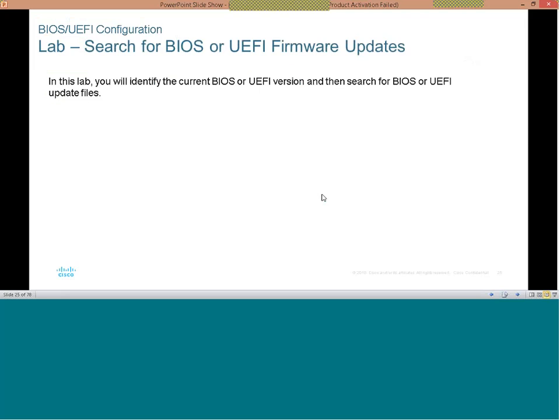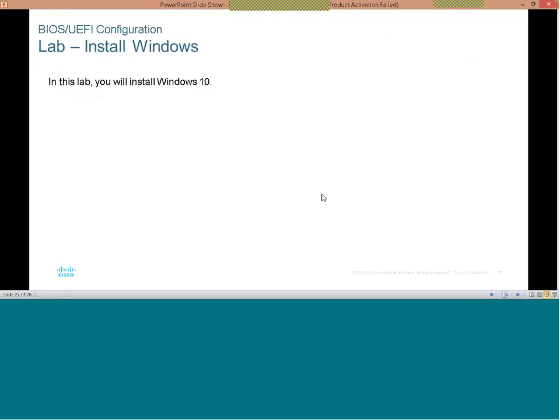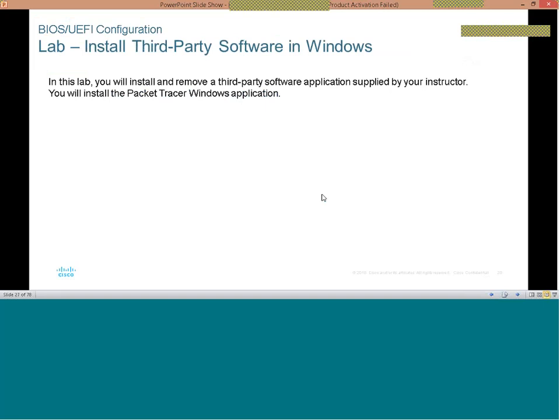And then in the lab, you are expected to identify the current BIOS version and then search for BIOS UEFI update files. You can do this by getting to the setup to identify the current BIOS, so you can also see the version of the BIOS you're using in that activity, and then you look at the updated files. And in this lab, you will install Windows 10 to be able to do that, because it seems to be one of the latest operating systems. So you will have to do that to check the system BIOS and see the version you have.